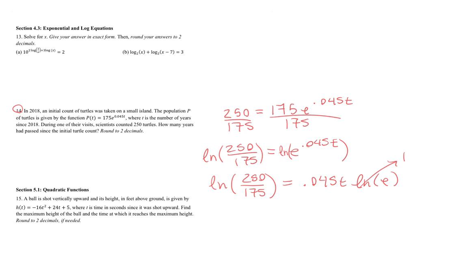Okay, so now to solve for t, we just need to divide by 0.045. So t should be equal to the natural log of 250 over 175 divided by 0.045, which should be approximately equal to 7.926 or 7.93 years. Okay, so it took 7 years for the turtle population to grow to 250 turtles.